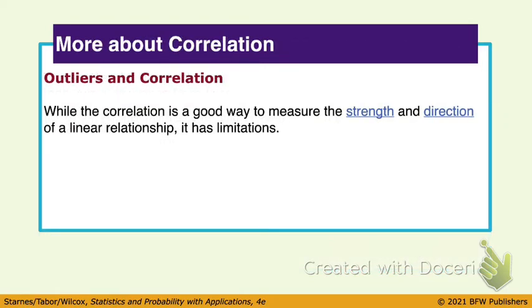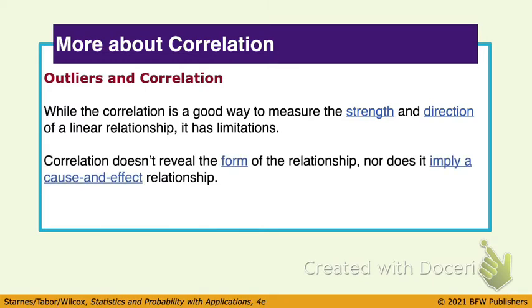So correlation is a good way to measure the strength and the direction of a linear relationship, but it does have some limitations. So remember, correlation does not reveal the form of the relationship. We have to actually see the scatter plot. Nor does it imply a cause and effect relationship.